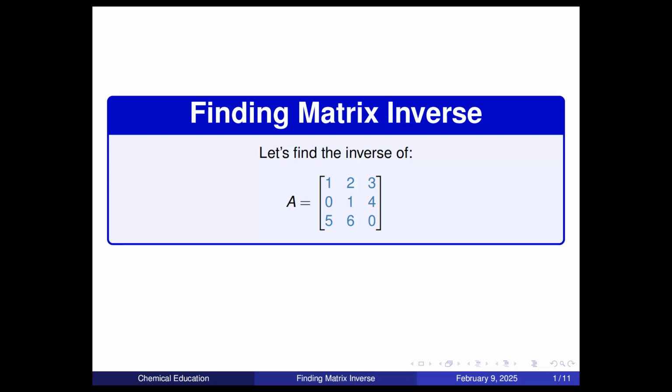Today I'll show you how to find matrix inverse. Let's find the inverse of a matrix A. So here A matrix is given. So that is 1, 2, 3, 0, 1, 4 and 5, 6, 0. It is a 3 by 3 matrix.